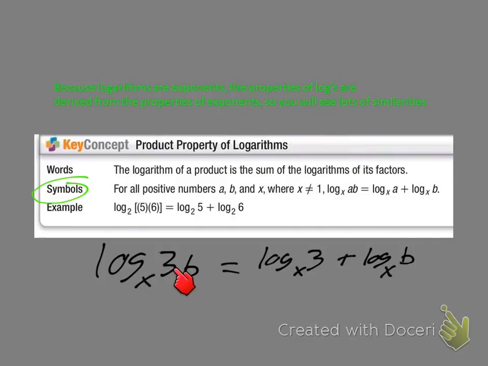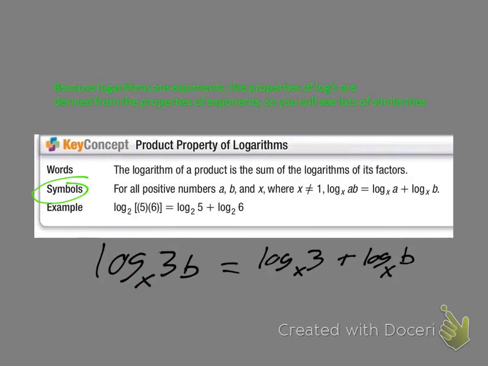Okay, so if you have a multiplication of 2 objects, 2 things, a 3 and a b here, you can split them off as a sum of 2 separate logs with the same base. Okay, see that? All right, now, any good rule and any good equation means it's got a 2-way street, right? So not only can you go from here this way, more often you're going to go from this way to this.